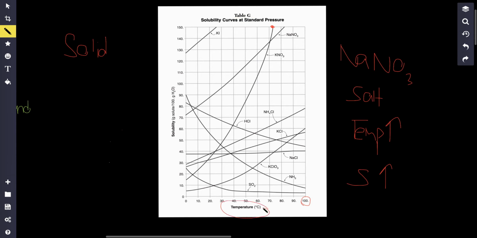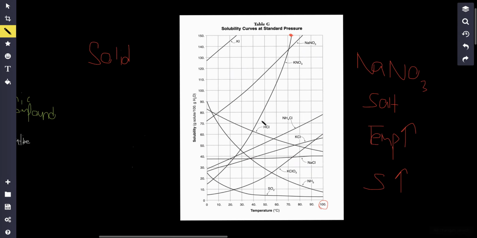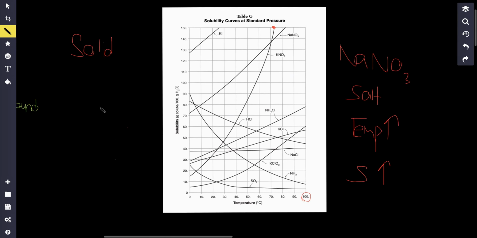Now you can see for Table G, these are solubility curves at standard pressure. The x-axis is my temperature, the y-axis is the solubility, and this is for 100 grams of water. We're keeping the amount of water constant because as the amount of water increases, more stuff is able to be dissolved, or the fancy term for it is solubility. So the more water we have, the higher the solubility. Solubility is just a measure of how well a salt dissolves in water.